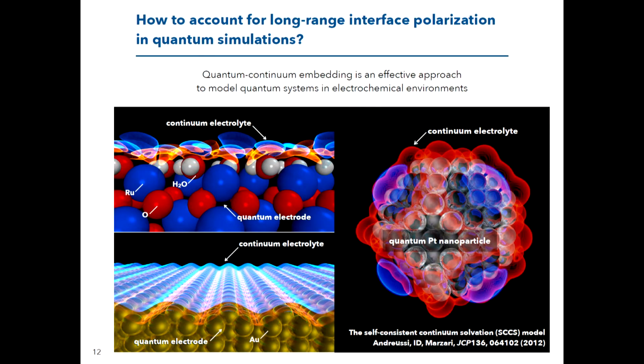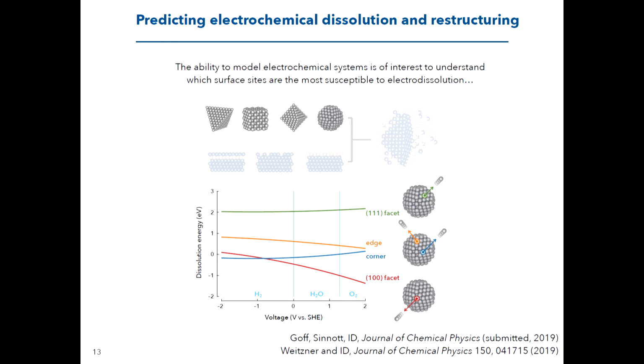And you can see that you can apply this not only to surfaces that are made of metal oxide or metallic electrodes, but also to quantum nanoparticles. And so what we did is to apply this type of technique to understand the effect of the voltage on the dissolution process. And this is, for example, something that can be used to understand and predict which site on a nanoparticle of different size and shape is going to be the most susceptible to electrodissolution. So this is an example.